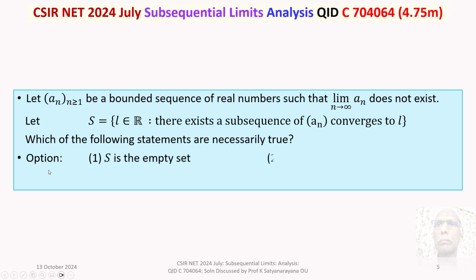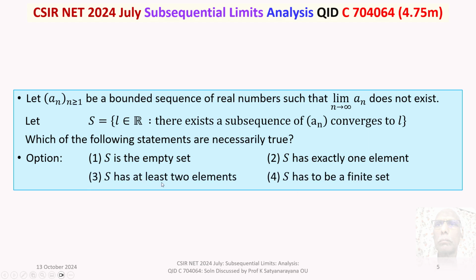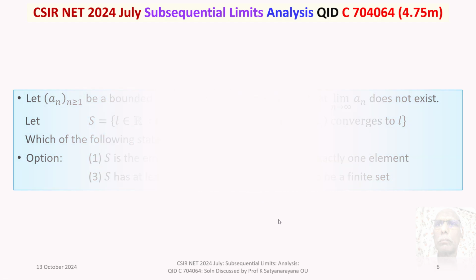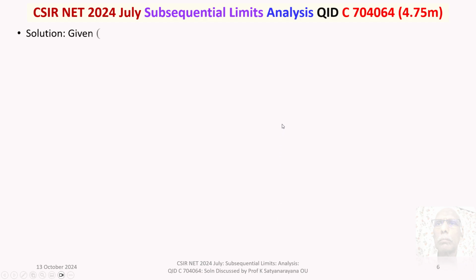We are given four options. Option 1, S is the empty set. Option 2, S has exactly one element. Option 3, S has at least two elements. Option 4, S has to be a finite set. So basically the question is, what is the order of S? Right. We will now discuss the solution of the problem in detail.